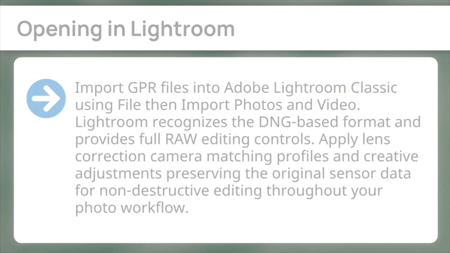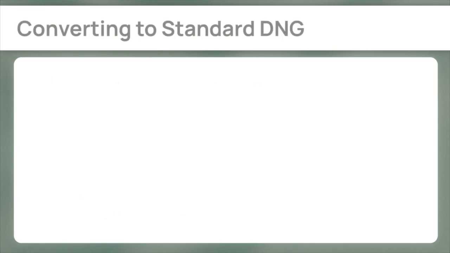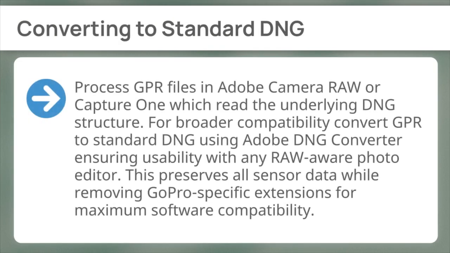workflow. Next, using GoPro Player. Download GoPro Player or GoPro Quick from GoPro.com for native GPR support with GoPro optimized processing. The official software applies camera match profiles and corrections automatically. Export edited images to JPEG or TIFF for final output, while retaining the original GPR file for future reprocessing with updated software versions.